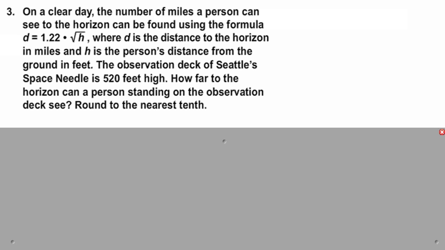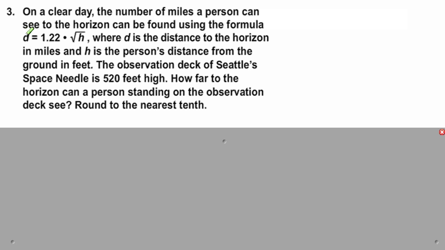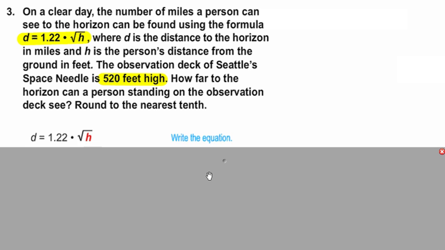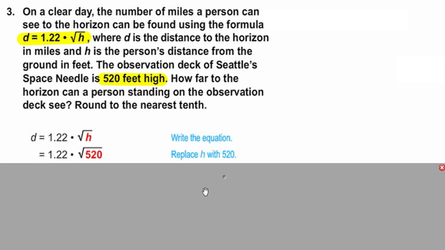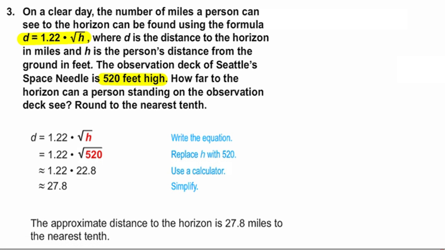Okay, so we were given some information. We were given an equation, and we need to know what to substitute. So this is our equation, d equals 1.22 times the square root of h. And we also know that the height was 520. So the first thing that we're going to do is write down the equation, and then we're going to substitute. So we have 1.22 times the square root of 520. The square root of 520 is just about 22.8, and they said here use a calculator. I don't recommend trying to find this by hand. And all you have to do now is multiply. So the approximate distance to the horizon is 27.8 miles to the nearest tenth.